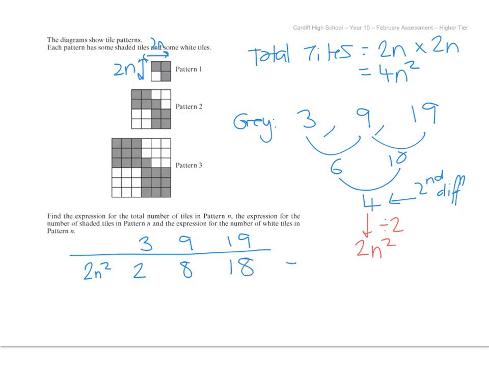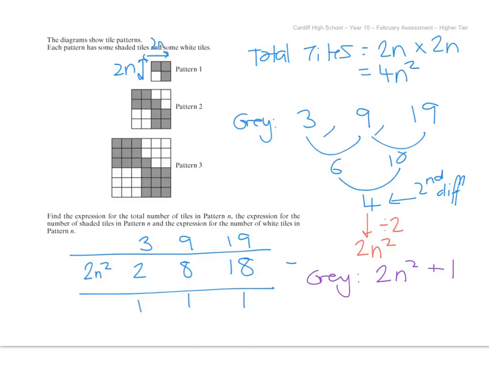I'm just going to subtract that off, so that then I can just look at what the remainder is going to be. So actually the remainder each time is just 1. So all I need to do to get from the 2n squared that I have so far up to the sequence that I wanted is add on 1 each time. So that means that my final rule for the greys is going to be 2n squared plus 1.